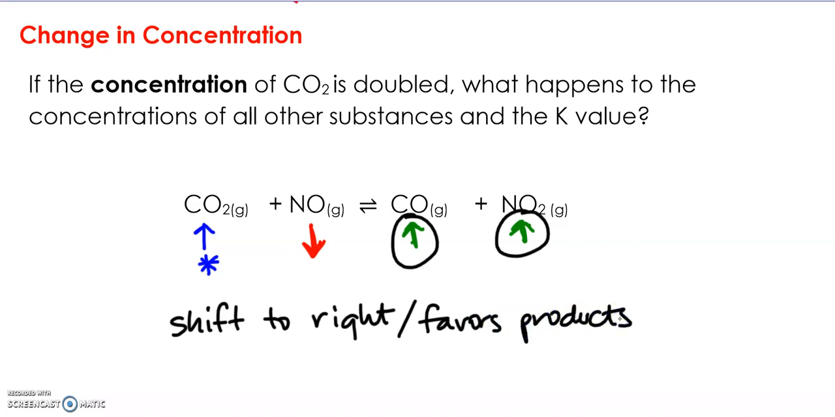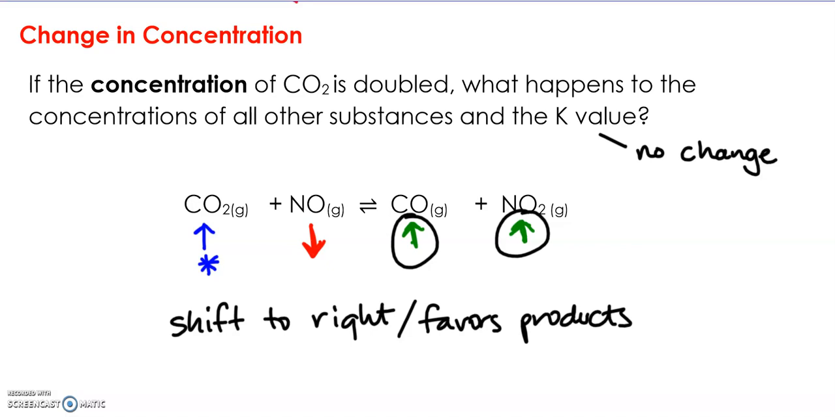Meaning to get back to that equilibrium state where our concentrations and everything are constant, we're going to shift more and reactants are going to make more products to balance that back out. Okay. Now, the second part of this question is what happens to the K value? Well, we didn't change the temperature, so nothing. That only changes with temperature.